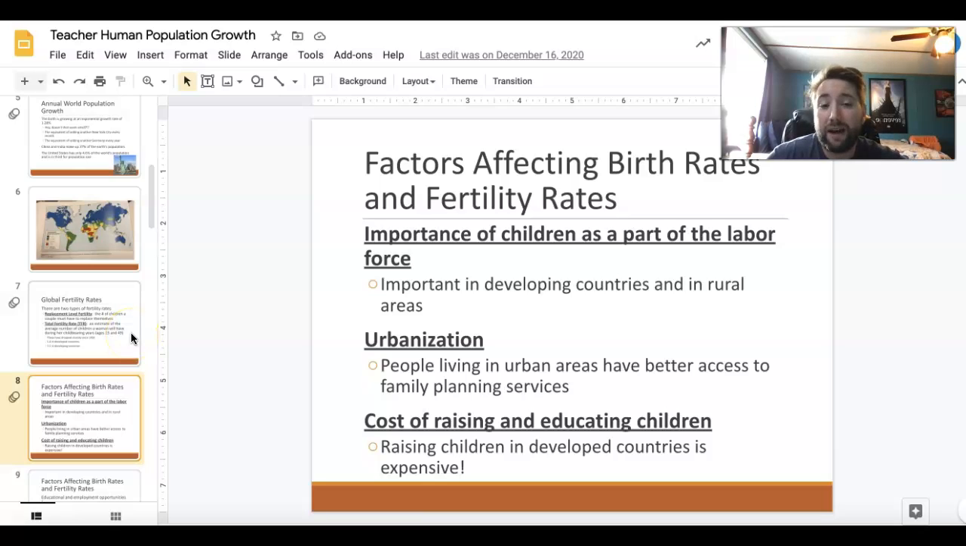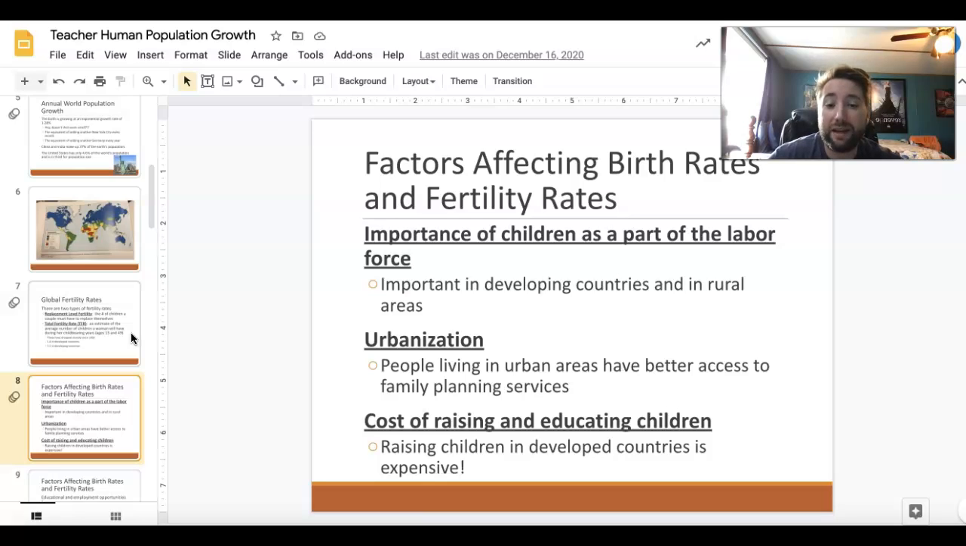So let's talk about some factors that affect the birth rates and fertility rates. The first thing is, how important are children as a part of the labor force? Are you going to be using your children to plow the land or help you on the farm? Do you need these children to help you out around the house? And that's really important in rural areas. Again, we've got urbanization. People living in urban areas are going to have better access to family planning services. And family planning services are things like contraception, birth control, getting women in the workplace, all kinds of stuff like that.